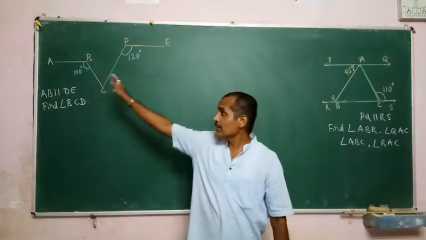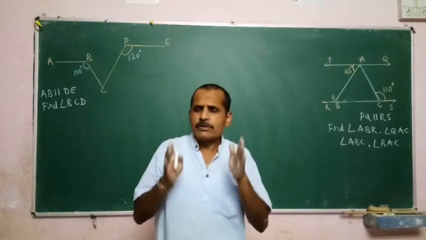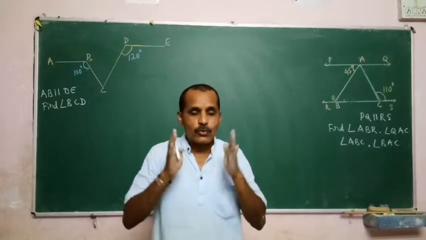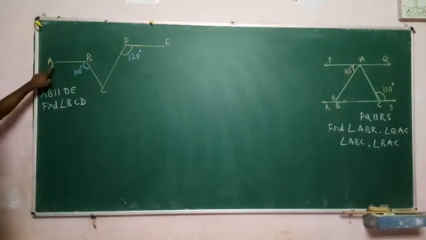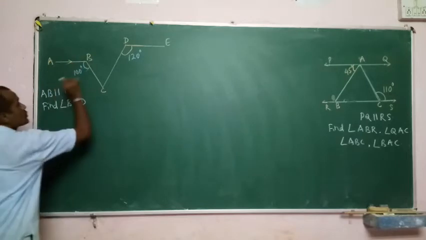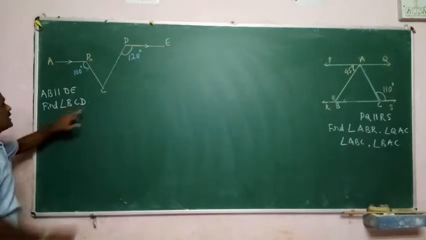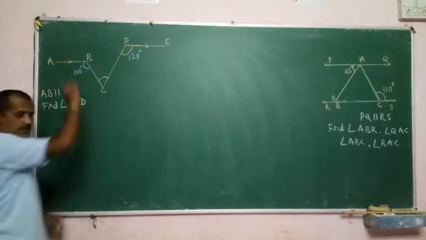Okay, students, here there are 2 more problems. Again, these two can be solved by using the property of parallel lines only. Let us see the first of those two. What is given? AB and CD are parallel to each other. Find angle BCD. This angle has to be found.